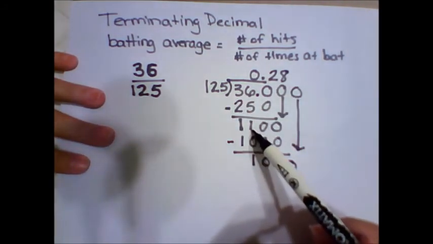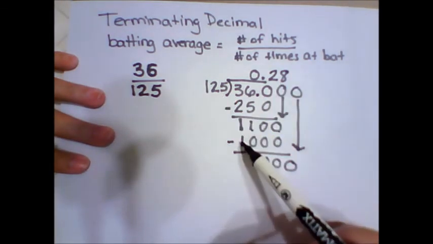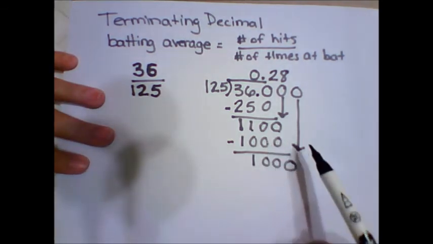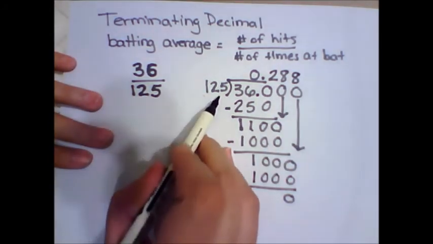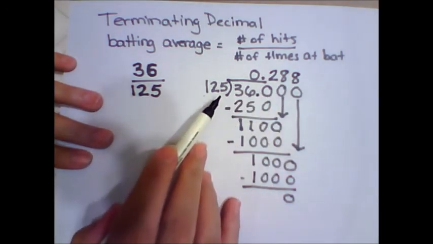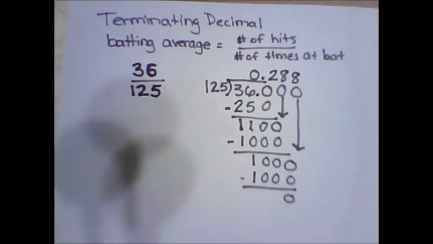125 fits into 1,100 8 times. 8 times 125 is 1,000. Subtract, get a difference of 100, bring down your 0. 125 fits into 1,000 exactly 8 times. 8 times 125 is 1,000. Take the difference, and we're done here at 0. So of course, this answer is 0.288. We've got a terminating decimal. We stopped. This does not continue on.